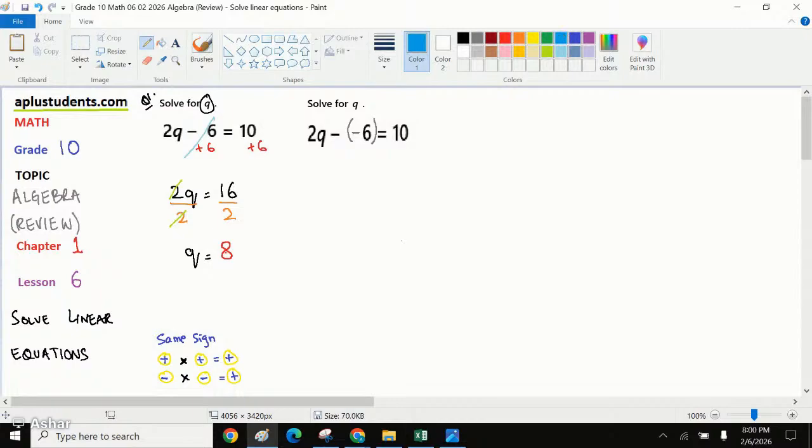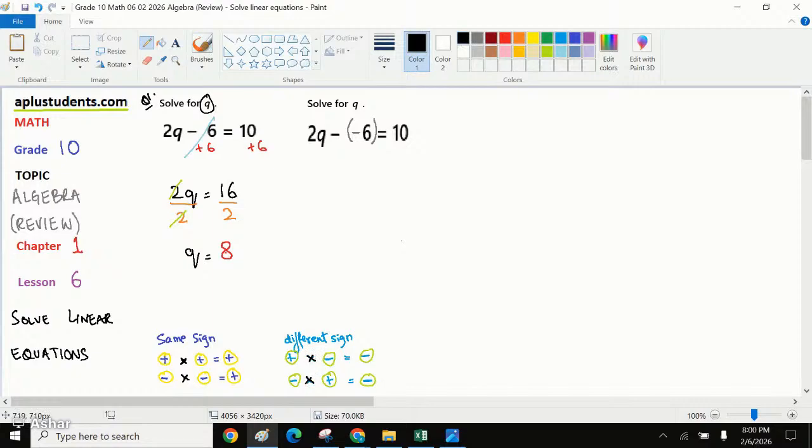Let's look at the rule for different signs. If the signs are different in multiplication, a positive number multiplied with a negative number would always be negative, or a negative number multiplied by a positive number would also still be negative. So when the signs are different and there's a multiplication, the answer is always negative. These are the rules for multiplication.